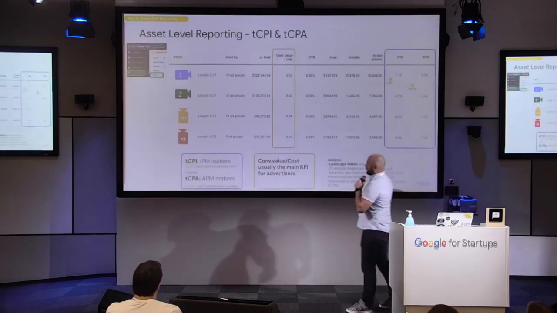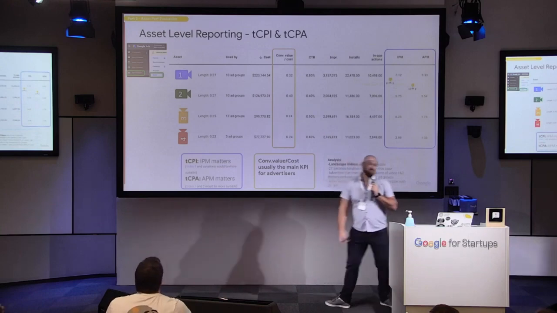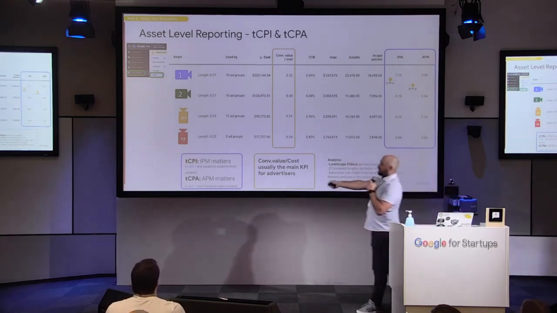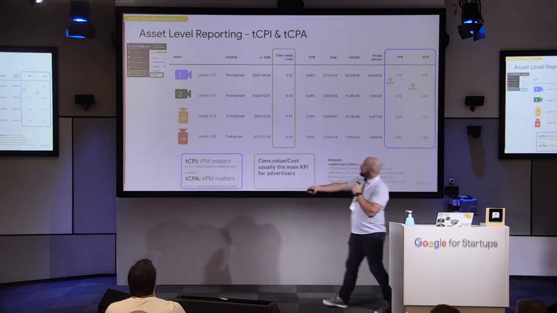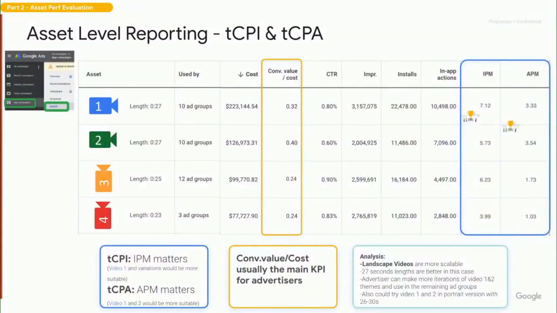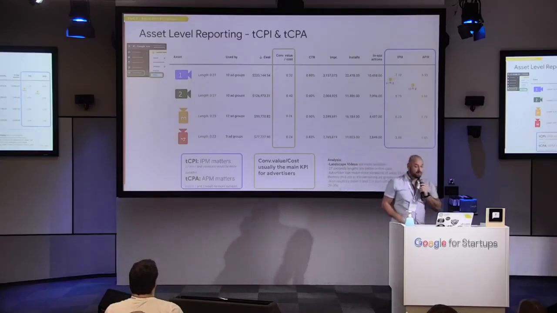Then asset level reporting, and essentially it's just looking at the right things here. For tCPI campaigns, IPM matters quite a lot, right? So for video 1 here, we have an IPM of 7.12. That's a really key metric for an install campaign. But if we're looking at a tCPA campaign, actions per mille would matter a bit more. So in this case, the second asset, video 2, would work quite well here at 3.54.